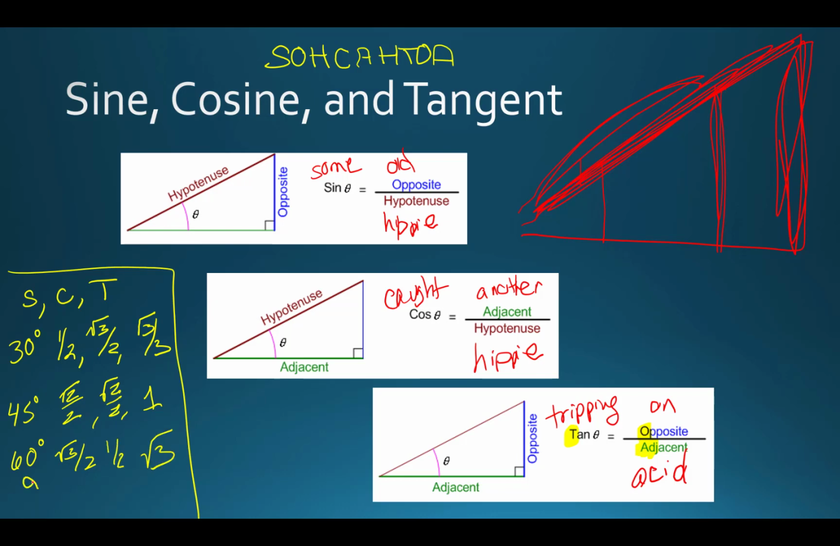For 0 and 90 degrees: for 0, it's 0, 1, 0. And for 90 degrees, it's 1, 0, and then undefined, because it's 1 over 0. So for some reason in my brain, it made more sense, because I'm not a picture learner. I'm a list learner.